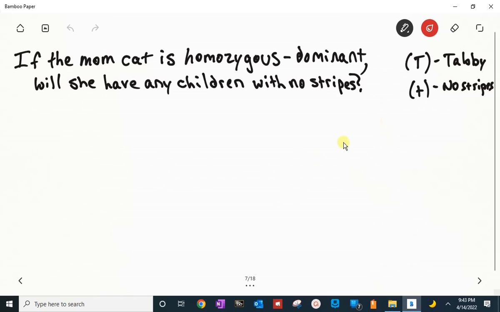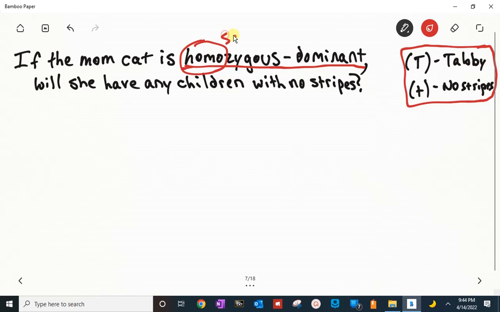Now we're still dealing with coat patterns, so we have the capital T for tabby, that's dominant, and then the lowercase t for no stripes, that's recessive. So if the mom cat is homozygous dominant, will she have any children with no stripes? So what does homozygous dominant mean? Well, homo means same, and she has the dominant, so both of her alleles for the chromosome pair are going to be the same, and it's going to be dominant, so she's going to have two capital T's.